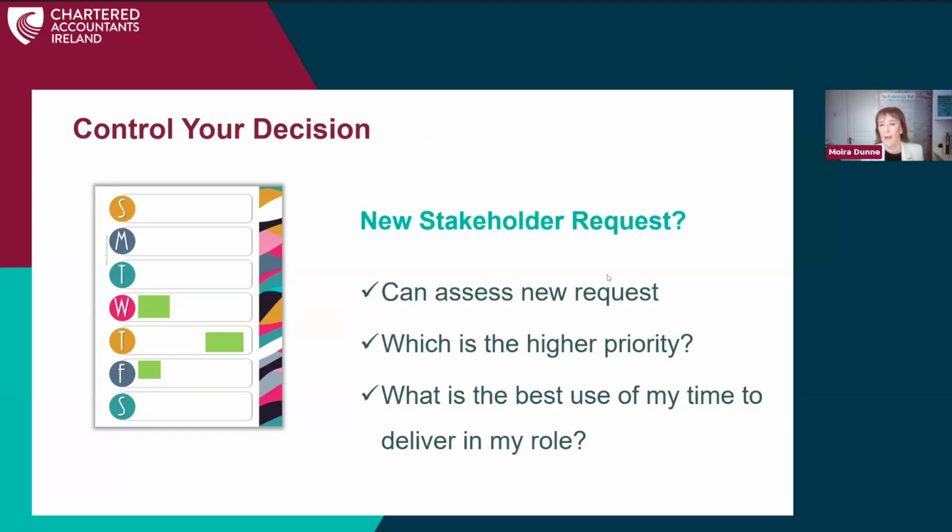So a new stakeholder request, you can now assess the new request based on what you plan to do. You'd maybe already agreed these priorities with your team leader, your project lead, whatever it is. Now you can assess the new request. Is it the higher priority? What should I spend my time on? And what's the best use of time to deliver in my role? So it's back to that question, rather than what do I feel like doing? What do I feel pressure to do? What's the best use of time in my role? Because if what you'd planned to do is the best use of time in your role, then that gives you a good position to discuss with someone, maybe not there and then, but at a later point, if you find you have to compromise your plan because you feel a pressure to respond to the new request.